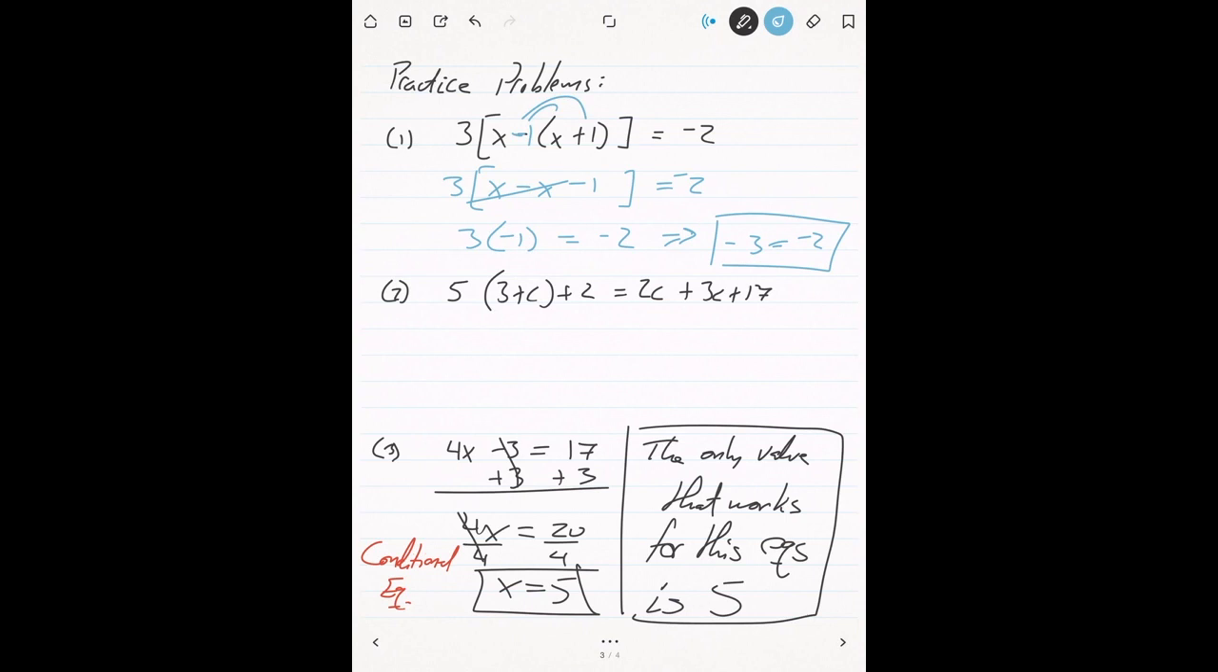Wait a minute, what? Negative 3 equals negative 2? Look at that, our x's canceled out. They disappeared. And we're left with a number equals a number that's not true. Negative 3 is not equal to negative 2. This is a contradiction.